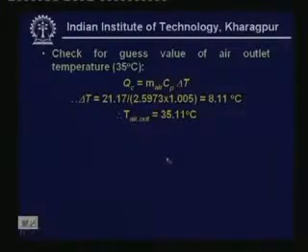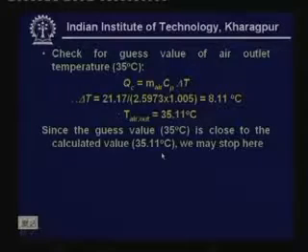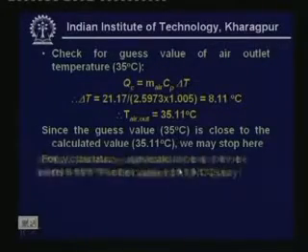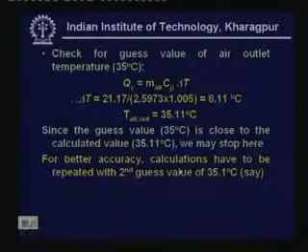So that is what I have mentioned here. So T air out as calculated is 35.11 degrees centigrade. Since the guess value is close to the calculated value, we may stop here. For better accuracy, calculations have to be repeated with second guess value of 34.1 degrees centigrade.